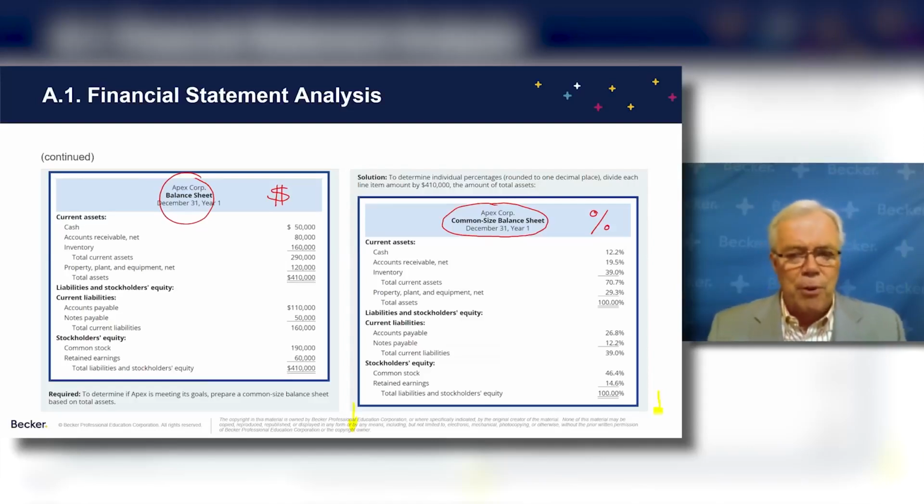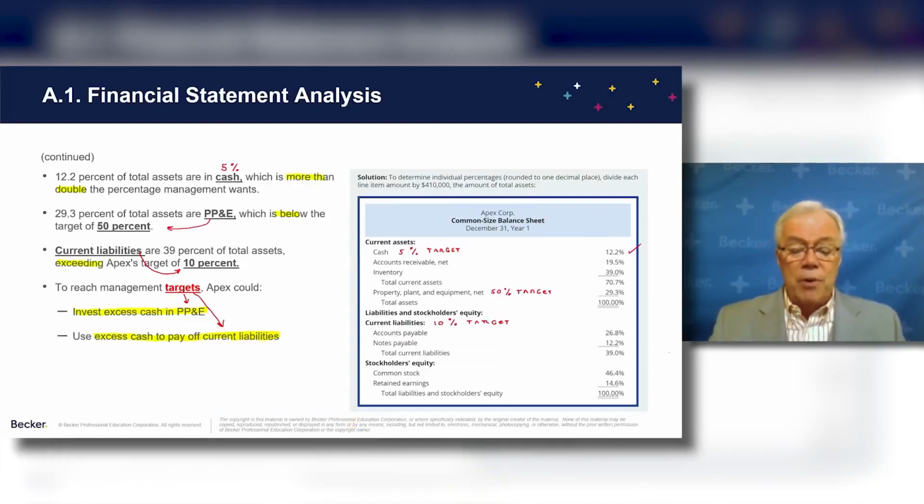But let's go one step further. When we look at them, we remember that the target for cash was 5%. Well, we wound up with 12.2%. Maybe a little bit too much idle cash, not getting as much of a return by leaving it in a non-interest-bearing bank account. You'll note also in this particular case, PP&E is supposed to be 50%. We need that PP&E to generate inventory that we can sell and make a profit. And yet we only have 29.3%. Maybe it's old, it's been depreciated, or maybe we just haven't put enough investment in.